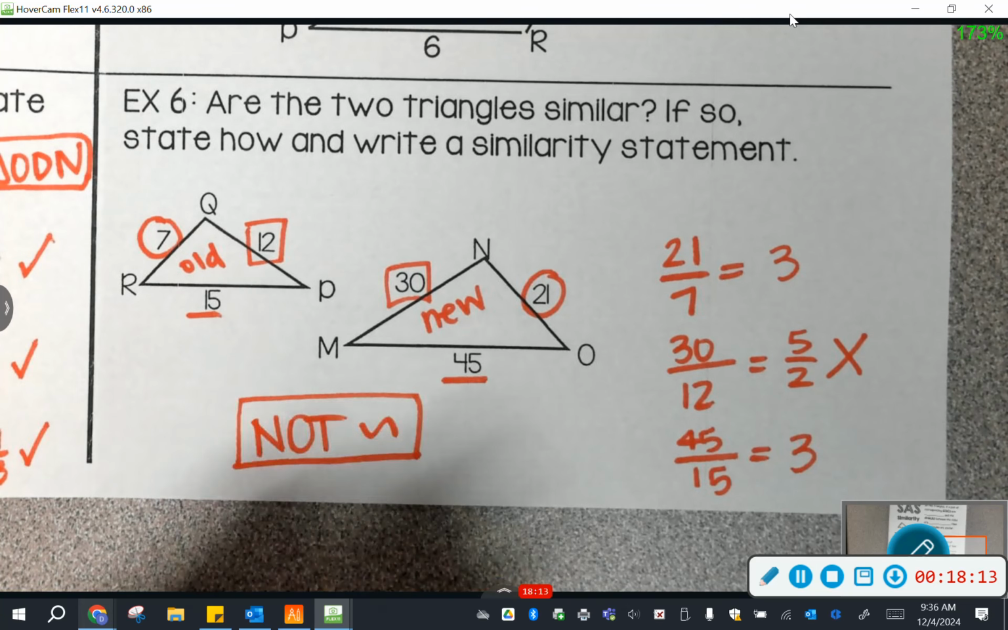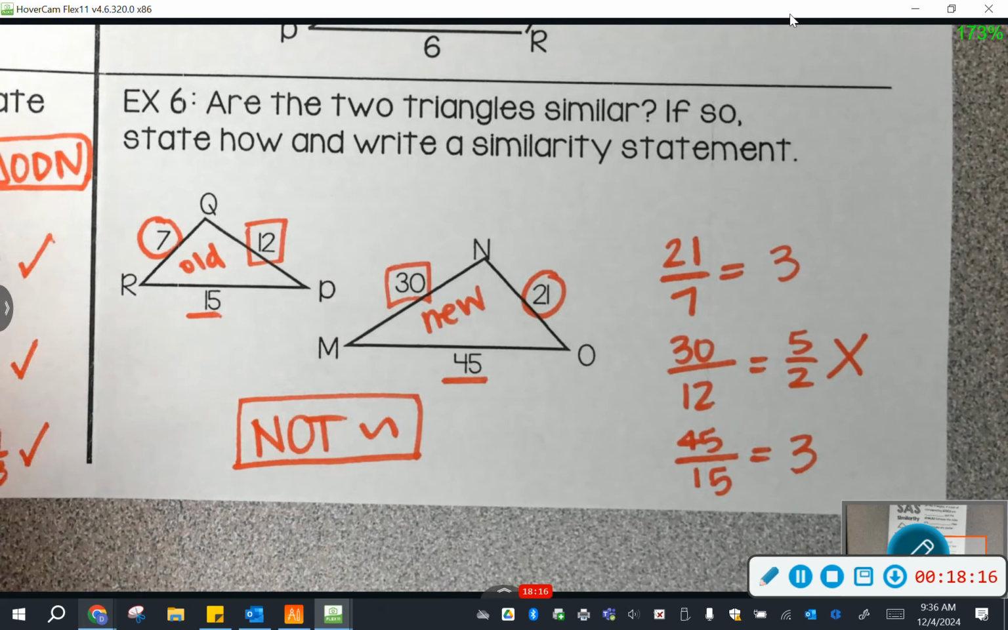Good. For SSS, the key is to make sure you're going in order on both triangles from smallest to largest. That'll mess you up if you don't. Okay? Alright, last one. Close your notes when you're ready.